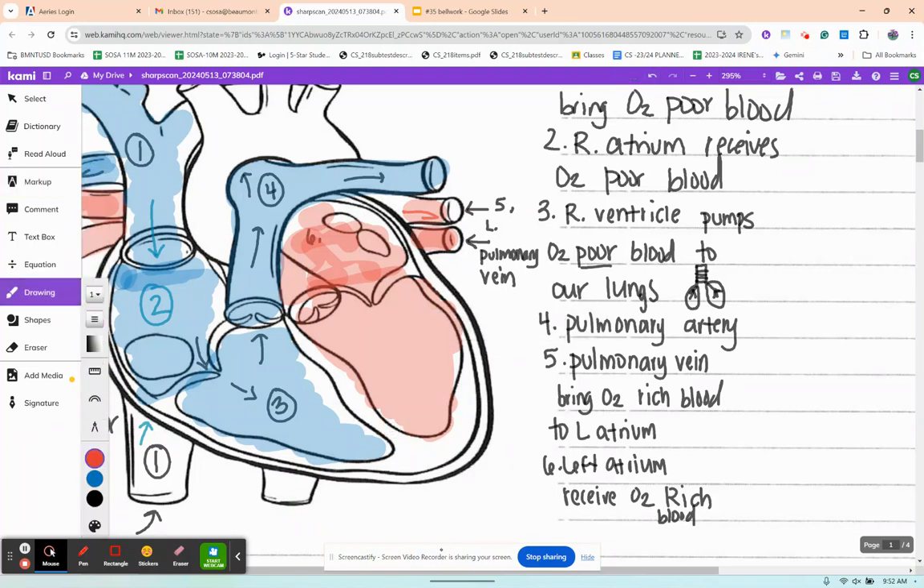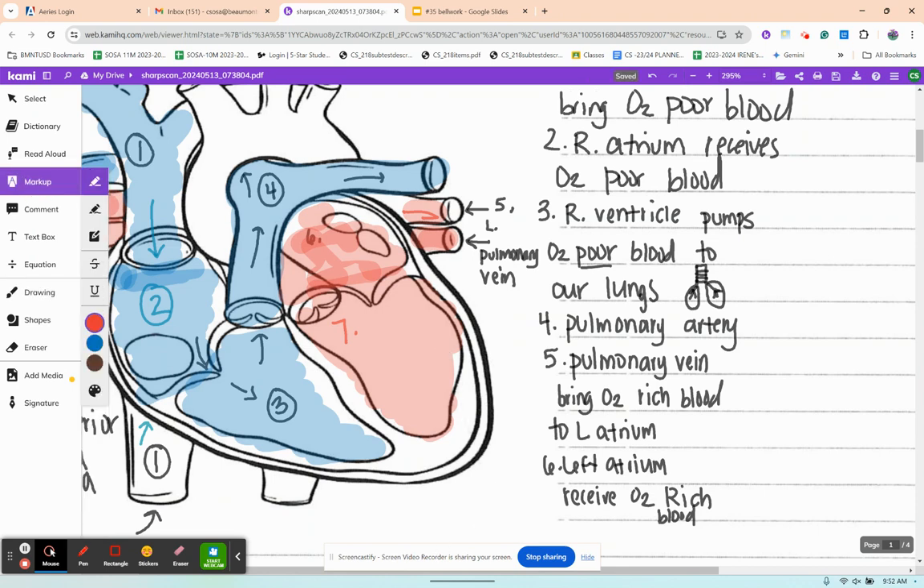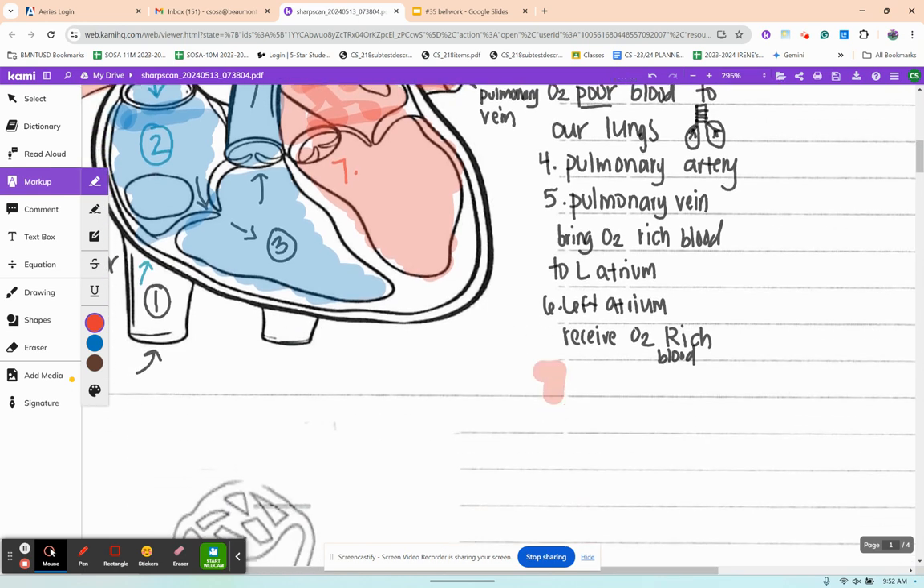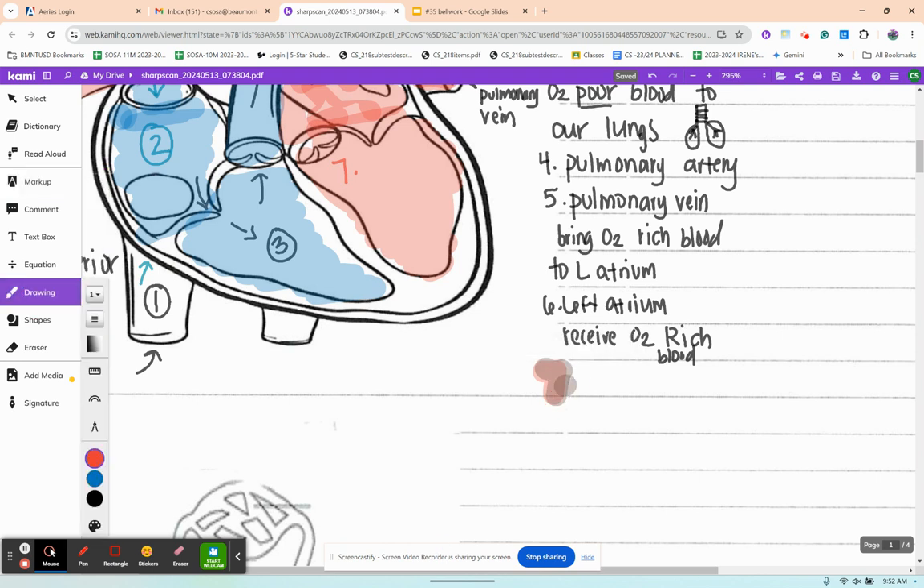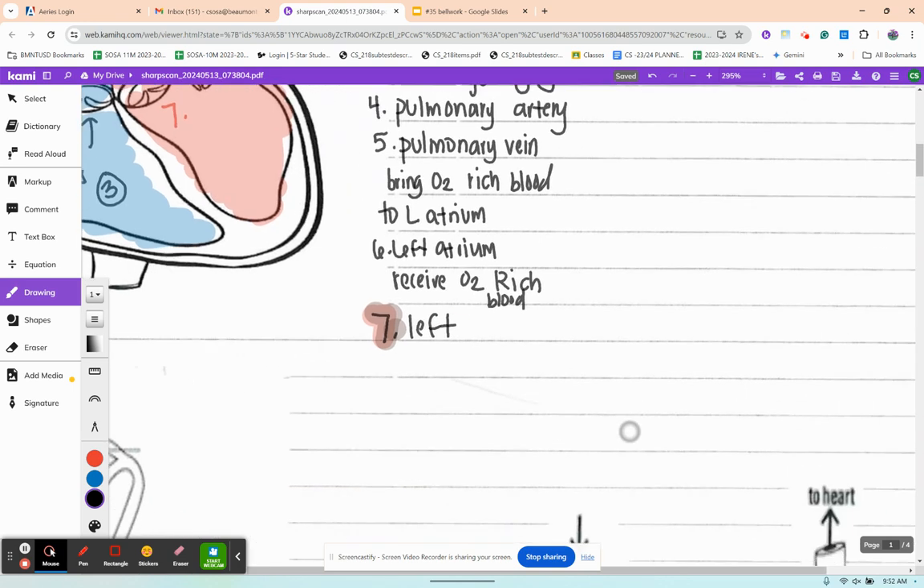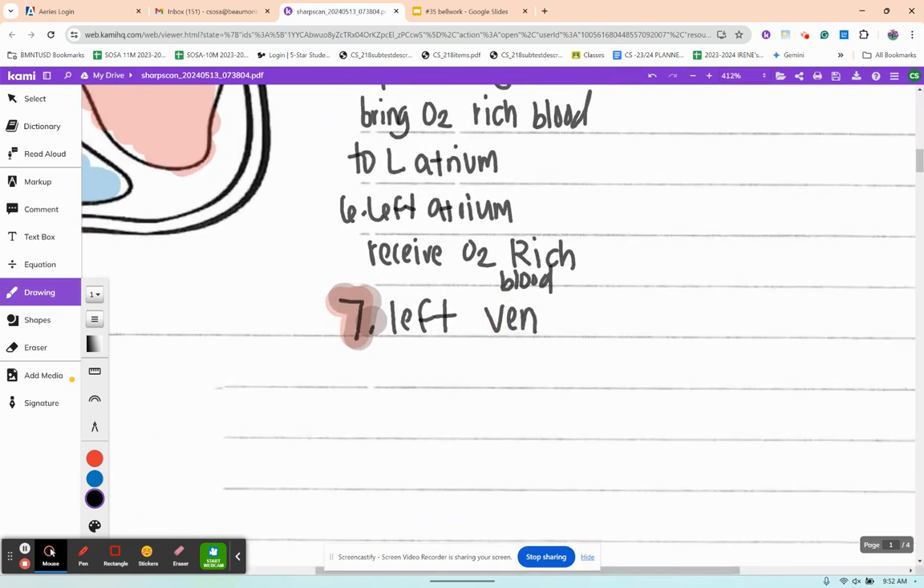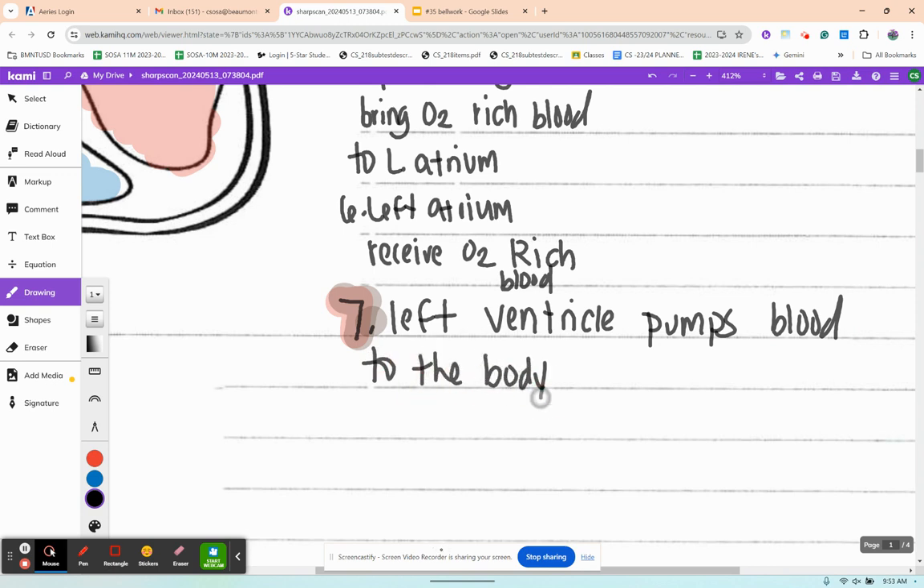All right, number 7 is going to be our left ventricle, and that one is going to pump blood to the rest of the body. So number 7, left ventricle. Pumps blood to the rest of the body. And this is going to be oxygen-rich blood, okay?